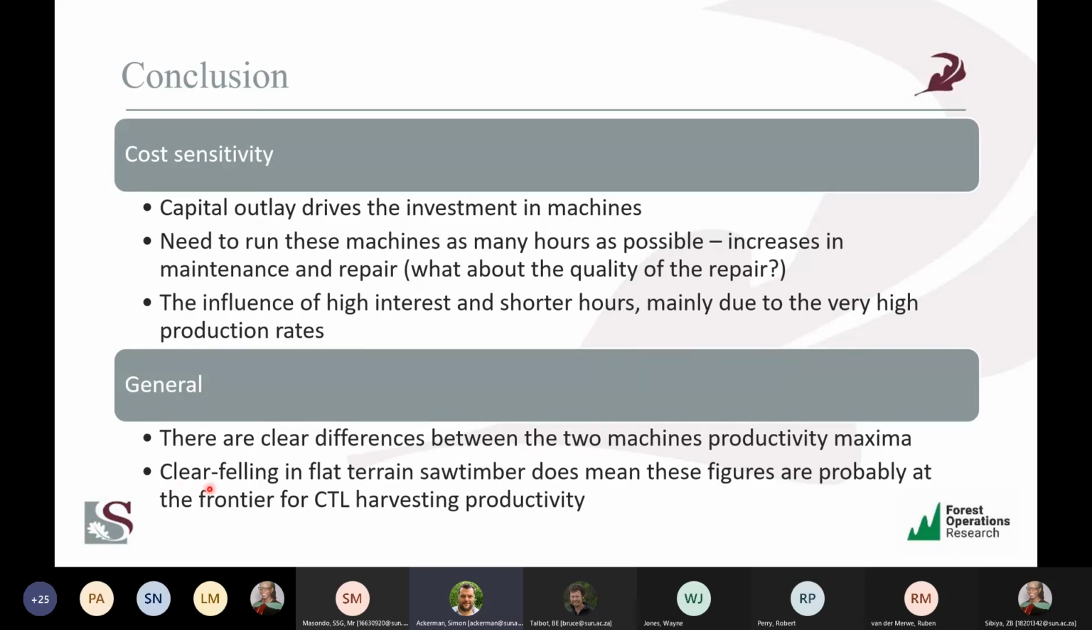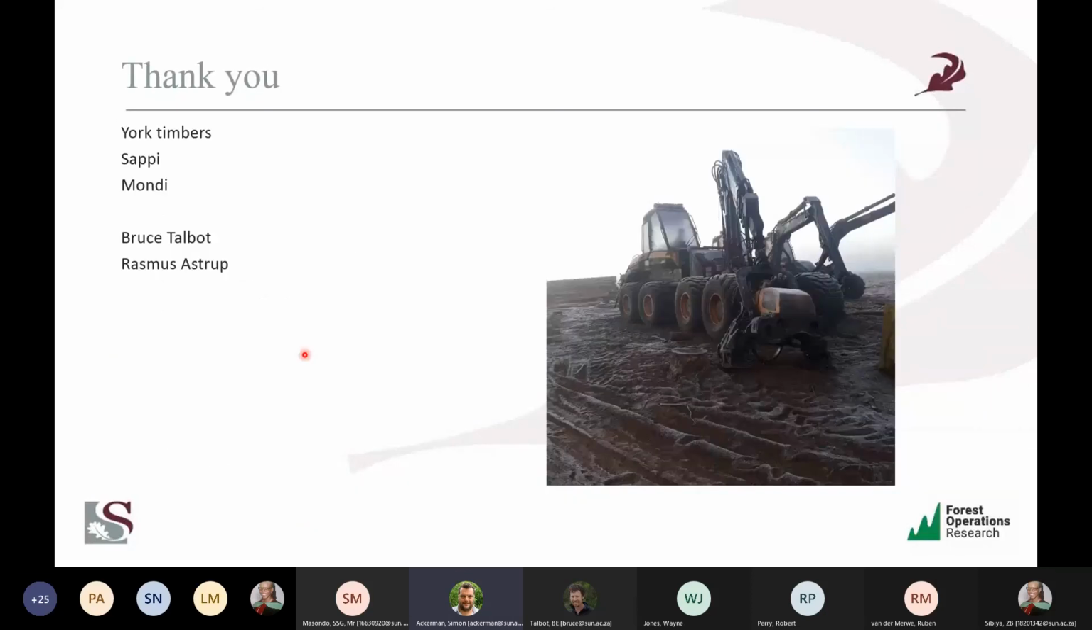Clear felling in flat terrain, these large saw timber trees that are well pruned, in manicured areas, does mean that the figures produced in this paper are potentially at the frontier of cut-to-length harvesting, but it is the most ideal place to do harvesting. Nice, well-managed plantations of big trees. Great, and I think that brings us to the end.